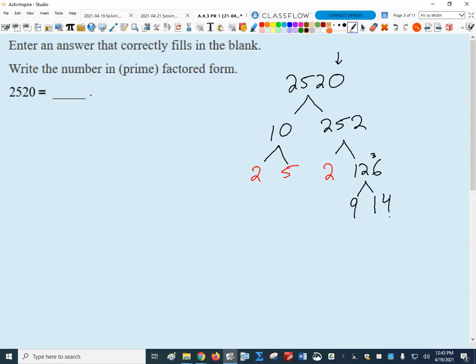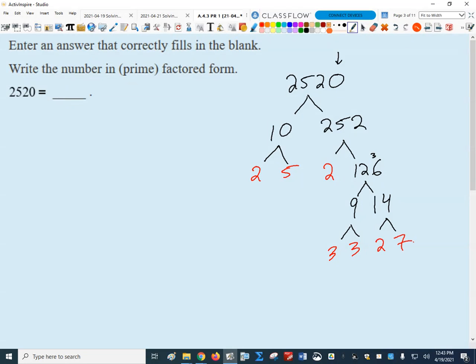So I get 9 and 14, and both of those I can break down into prime factors, right? 9 breaks down into 3 and 3, good. And 14 breaks down into 2 and 7, right? So now notice the red ones are the prime factors. I've got this broken all the way down to where I can't go any further. They're all prime factors. Okay, so then what does my answer look like?